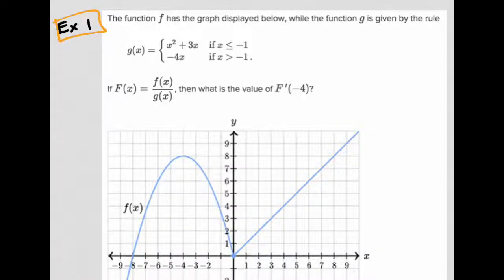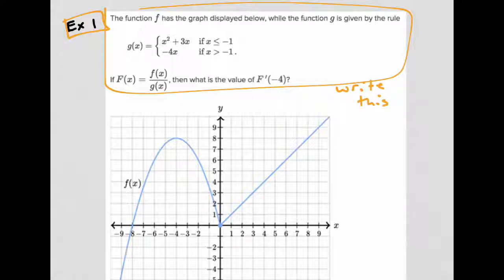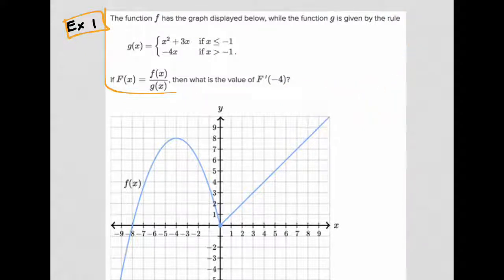For this, I'm not going to make you draw the graph, but please do write that. Write this. I won't make you draw the graph. I'll just tell you specific things to write down for it. Okay, let's begin with this. Okay, the function f has a graph displayed below, while the function g is given by the rule. Oh, g is a piecewise function. Why did I pick this? Maybe it's because you guys have trouble with piecewise functions. So make sure you write that.